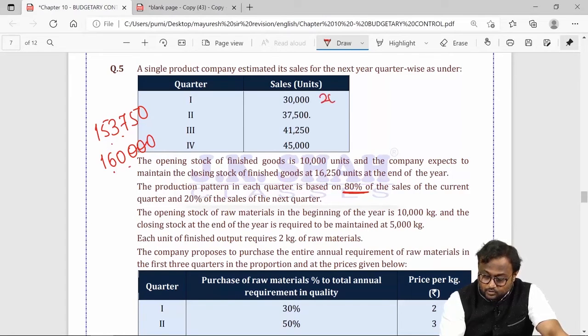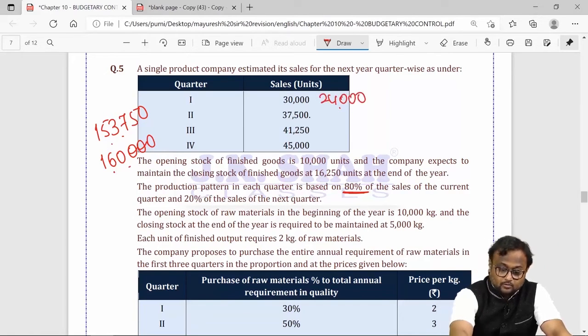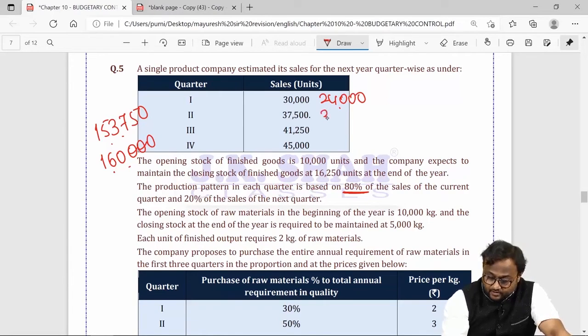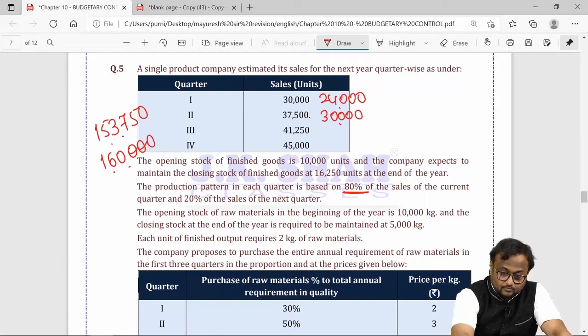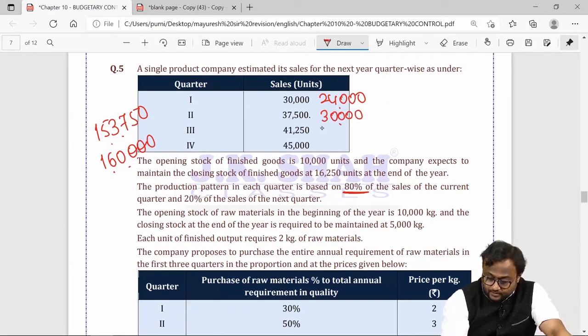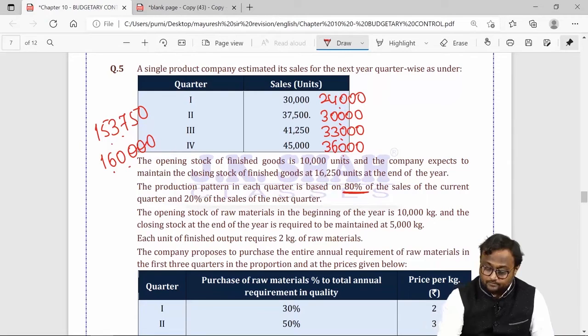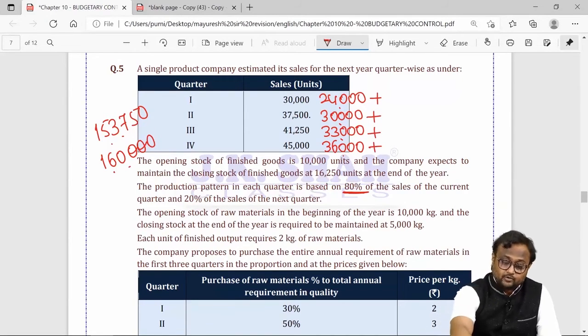I'll show you. 80% of 30,000, 37,500, 41,250, and 36,000. This is what I'm going to produce in the same quarter, plus 20% of the next quarter will also be produced.